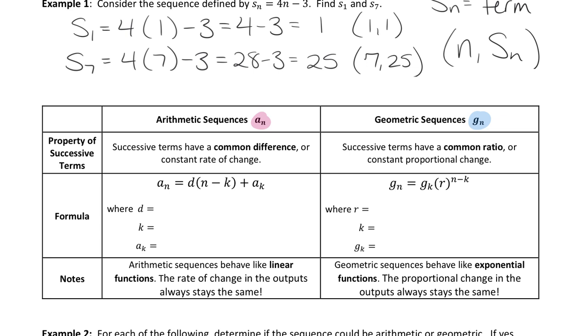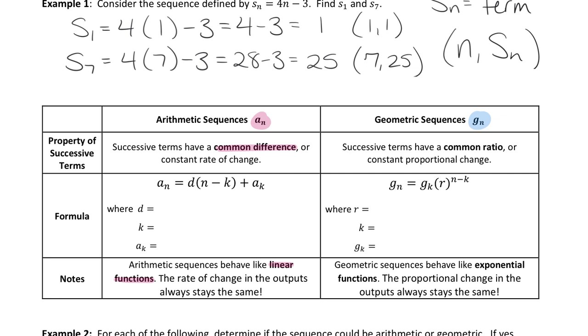Arithmetic sequences have successive terms that will have a common difference or a constant rate of change. That sounds familiar. Common difference or a constant rate of change. What kind of function had a constant rate of change? Linear. Arithmetic sequences will behave exactly like linear functions. The rate of change in the outputs is always going to stay the same.